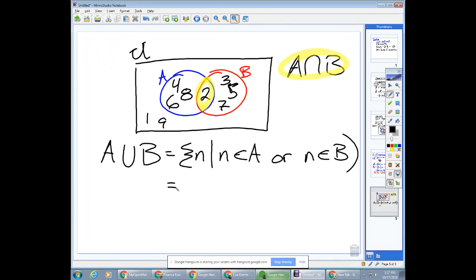So we can just kind of go through and list the elements. Let's see. Is 1 in A? Is it in B? So it's not in the union. Is 2 in A?